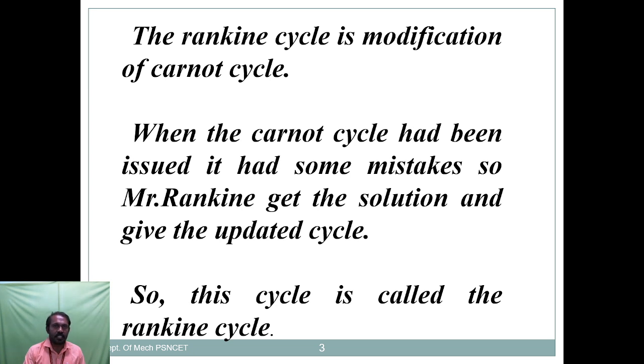The Carnot cycle is a reversible closed thermodynamic cycle. So just a small modification of this Carnot cycle. When the Carnot cycle was used, it had some mistakes. So Mr. Rankine gave the solution and gave the updated cycle. So the cycle is called the Rankine cycle.